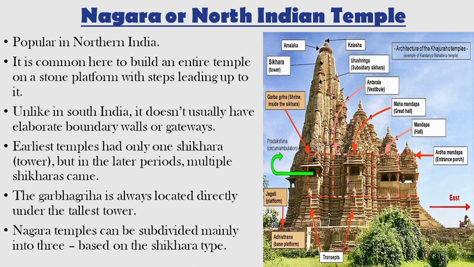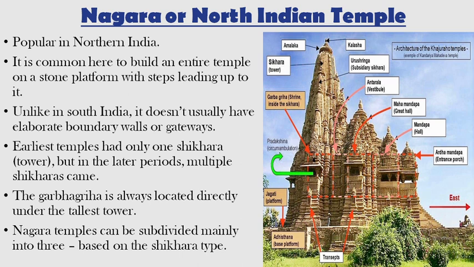Earliest temples had only one shikara, but in later periods, multiple shikaras came to be constructed. The Garbhagriha is always located directly under the tallest tower. Nagara temples can be subdivided mainly into three based on the Shikara type.